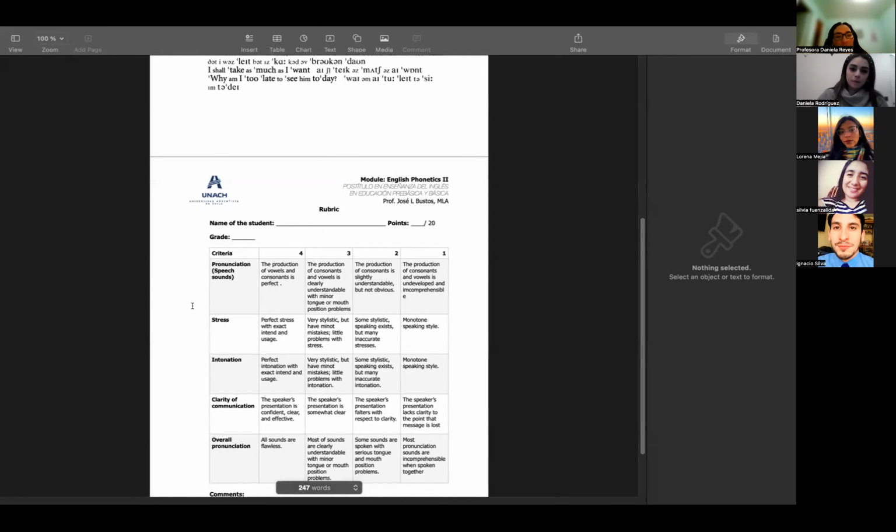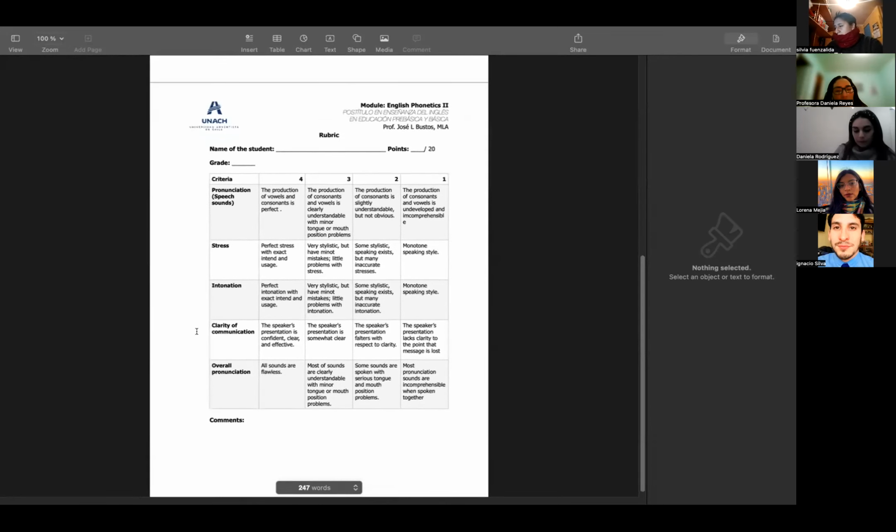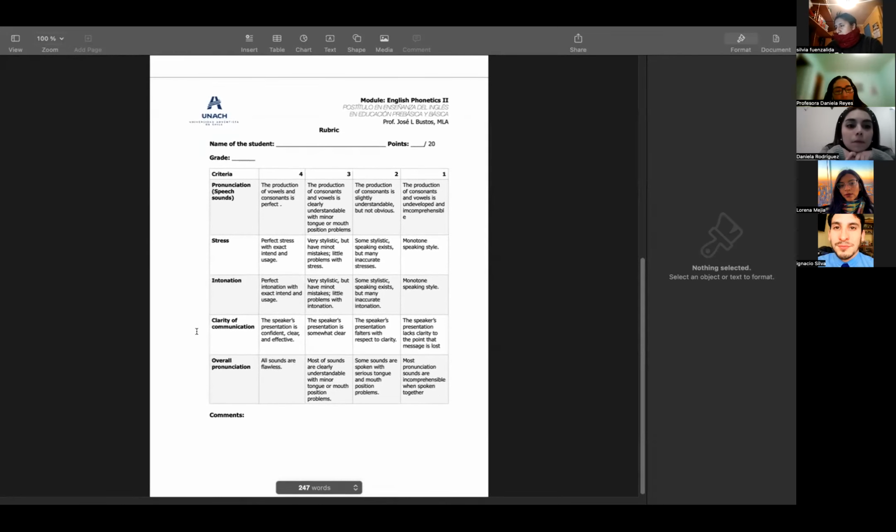I'm going to evaluate the stress. Also, you have the stress and the same transcription. Intonation. Remember, you need to provide the tonic syllable, the one that you want to provide. Clarity of communication. That's an overall, it means how you pronounce every single speech sound, including the stress and intonation. And finally, the overall pronunciation. It means that I can grasp all the different speech sounds and also the information from your speech. That gives you 20 points at the end, right?